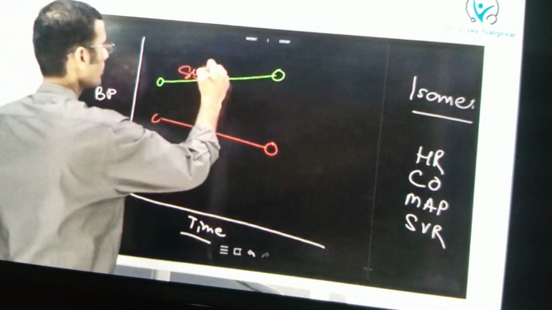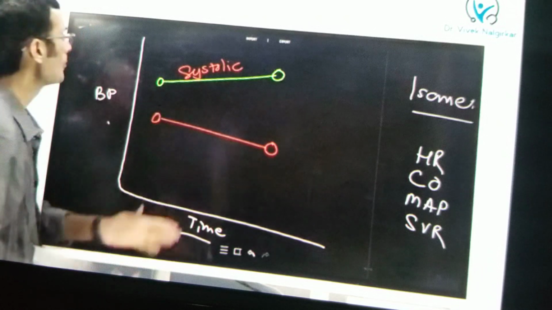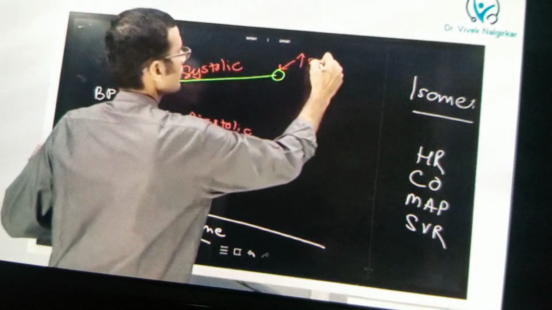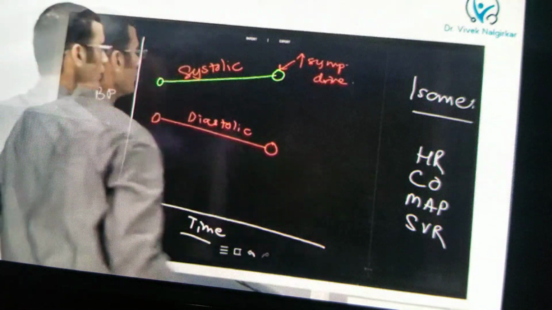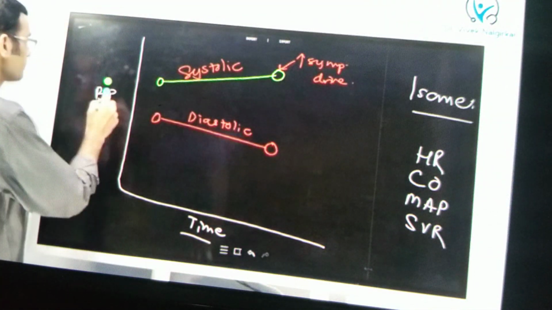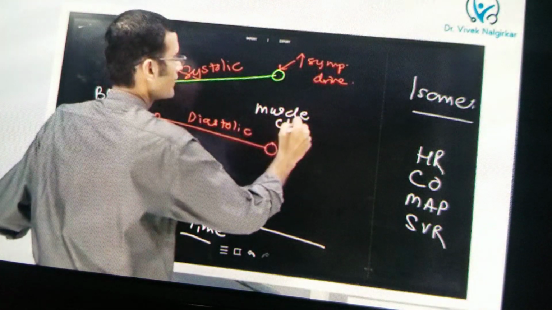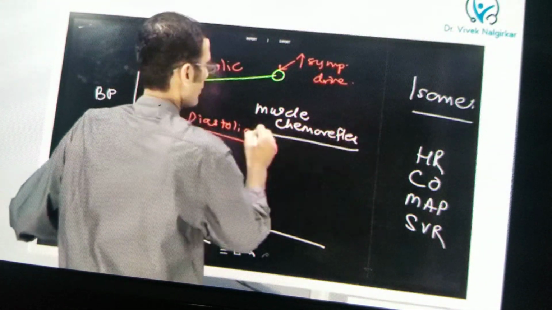Yeah, the systolic blood pressure slightly increases, or rather it increases, but diastolic BP will fall. Systolic BP will increase because of increased sympathetic discharge, increased sympathetic drive. What is the reason for the fall of blood pressure? Let's try to understand this. You see, the fall of blood pressure occurs because of the muscle chemoreflex. Muscle chemoreflex. That's the reason.